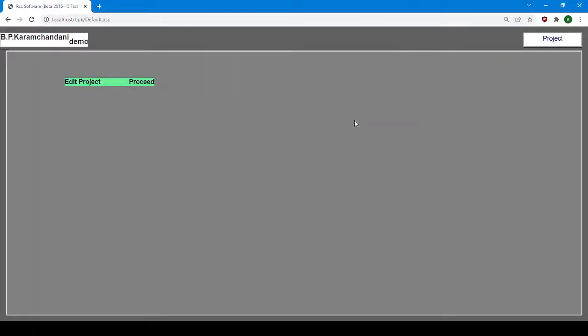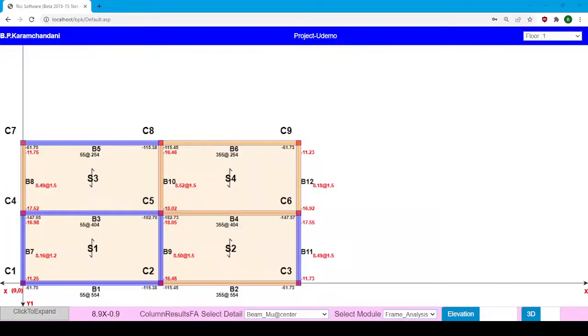In this section, today we will discuss the slab. Select the floor. Click anywhere on a slab element, and one will get the slab submenu for detailed calculation.